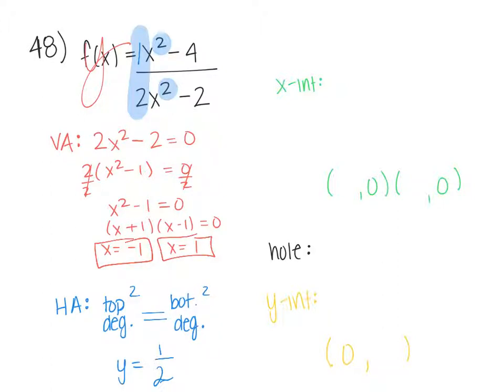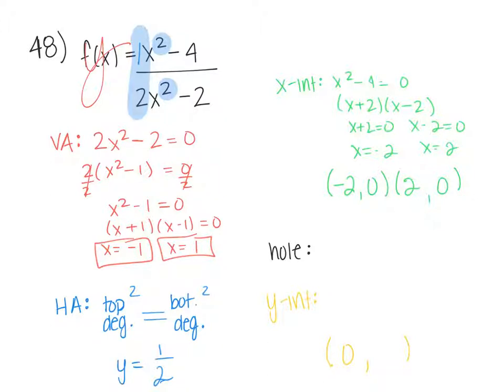Thirdly, the x-intercepts. If you remember from the previous screen, x-intercepts are where I set the numerator equal to 0. So I have x squared minus 4 equals 0. Difference of squares, so I'm going to factor it. Set each piece equal to 0 to finish solving. So I get -2 and 2, which will give me 2 x-intercepts.